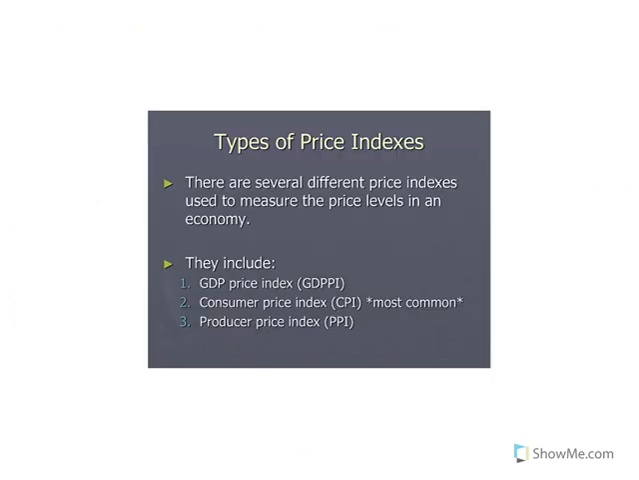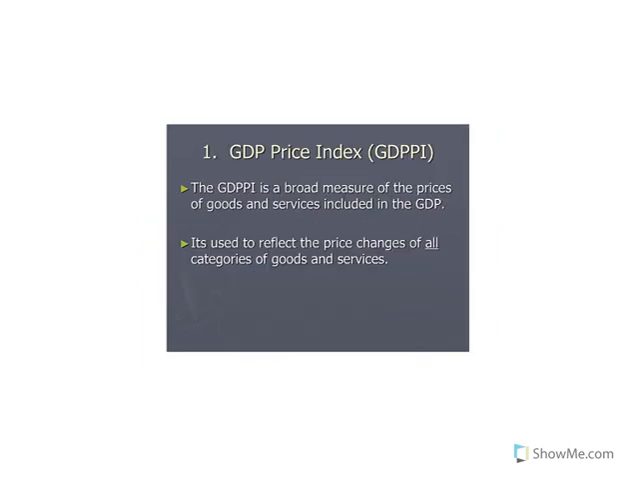Now there are different types of price indexes that are used. I'm just going to briefly go over the three common ones, and then I'll tell you which one that we use the most, which is the second one. But the three common price indexes that you'll often hear about would be what we call the GDP Price Index, the Consumer Price Index, or what we call the Producer Price Index.